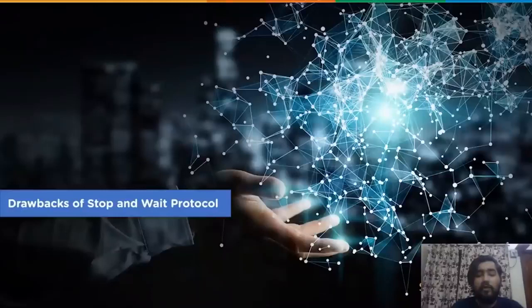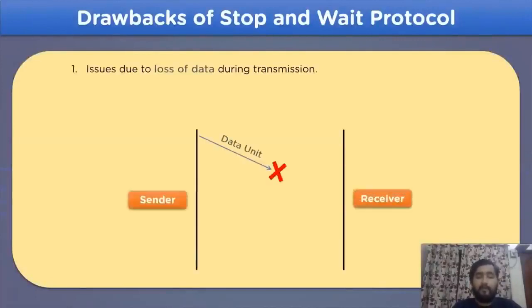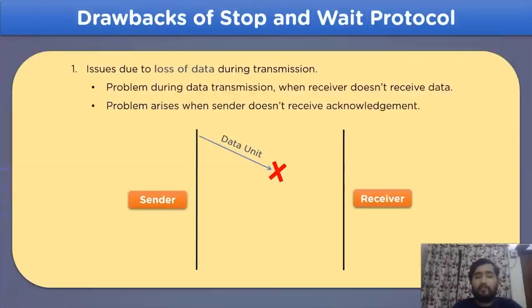Now let's move on to the next heading, which is also the last heading for this session, that is drawbacks of using the stop and wait protocol. The first drawback of using this protocol is the loss of data. This issue can arise when transmitting data from the sender side to the receiver end. It may be due to a hacking attempt, network disruption or any other network related issue. Then, this can also arise when receiving acknowledgement from the receiver side.